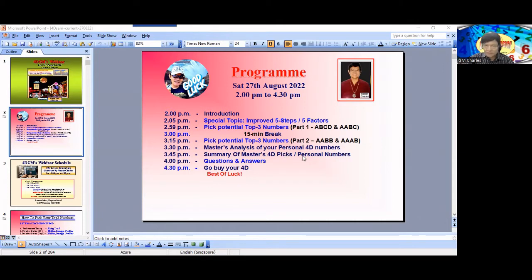And of course, together with your personal numbers, I will summarize into one page, and then I will put it up and also show you and discuss with you, and also those who are new, especially those who are newer, on how to buy or play the numbers. And about 4 o'clock, then we have another session, the last session of Q&A. So here you can ask me any question regarding this webinar or any other question you may have on 4D or 4D GM program. By 4:30, we should round off and then go and buy a 4D.